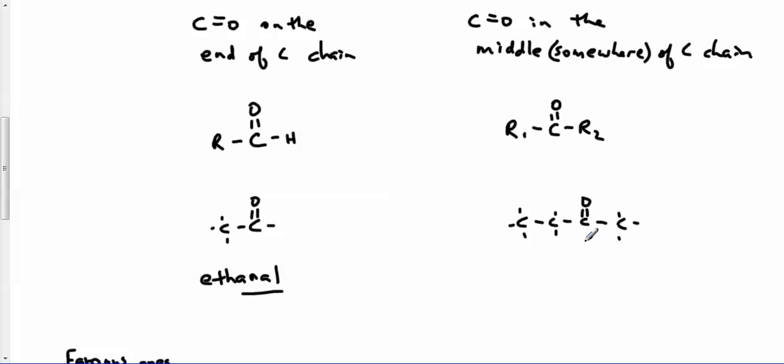This guy, now the double bond O is somewhere in the middle. I've got 4 carbons, so it's but-, and then I use the ending -anone. But where is it? It's off of number 1, 2, so this is 2-butanone.